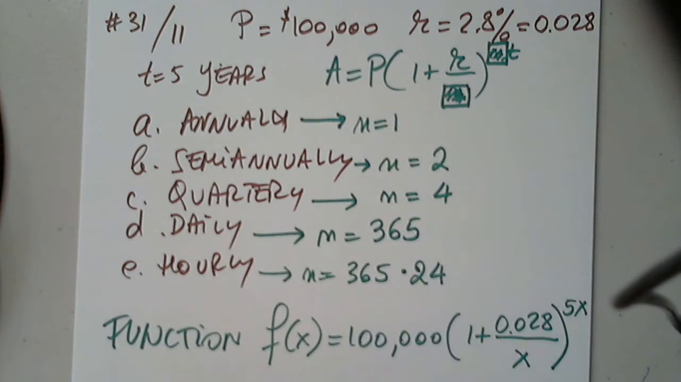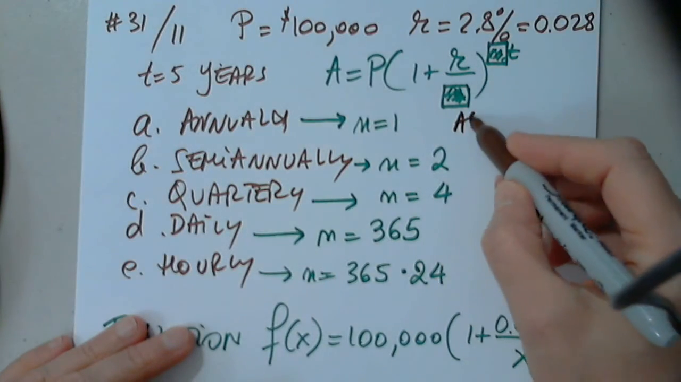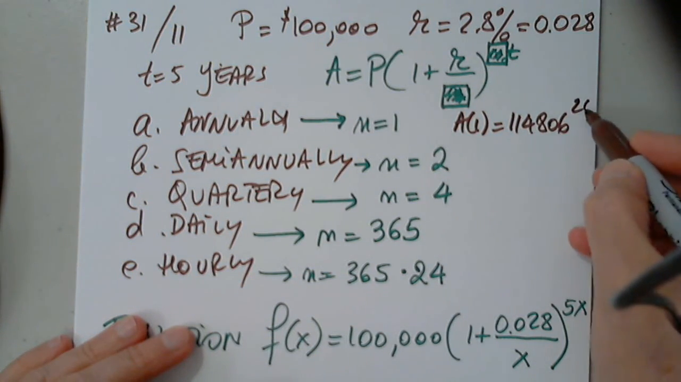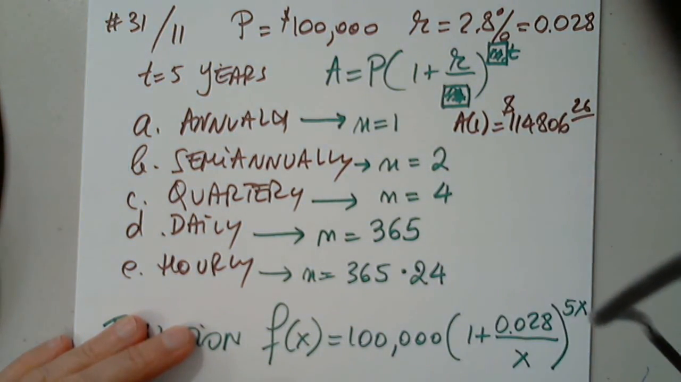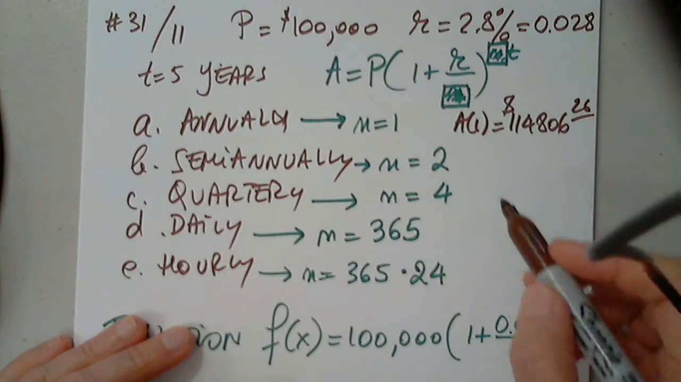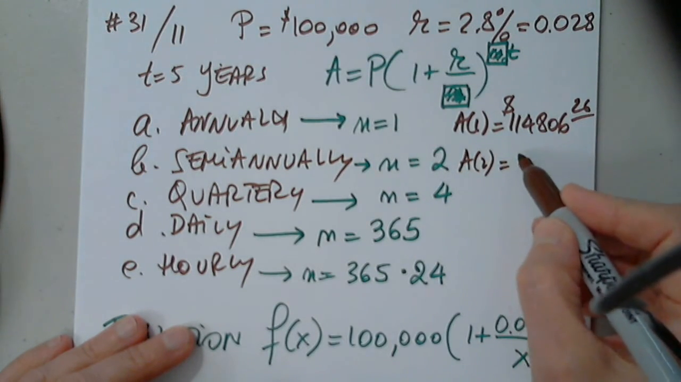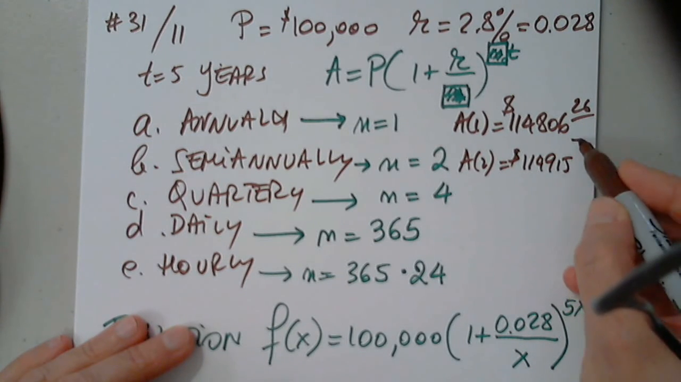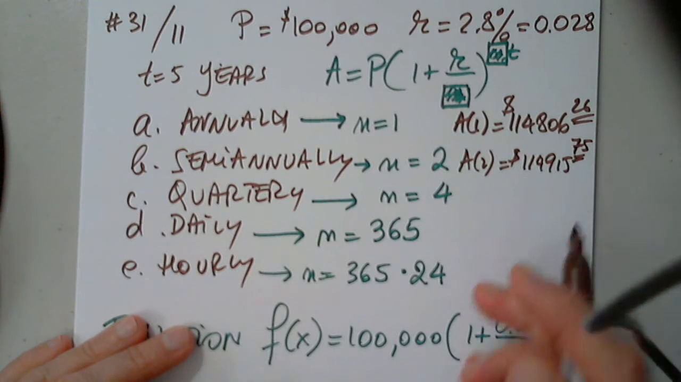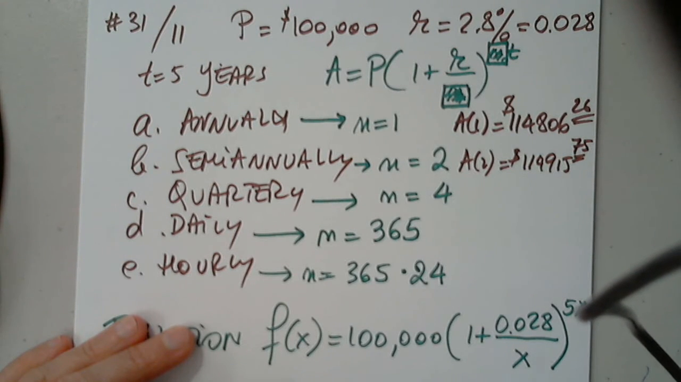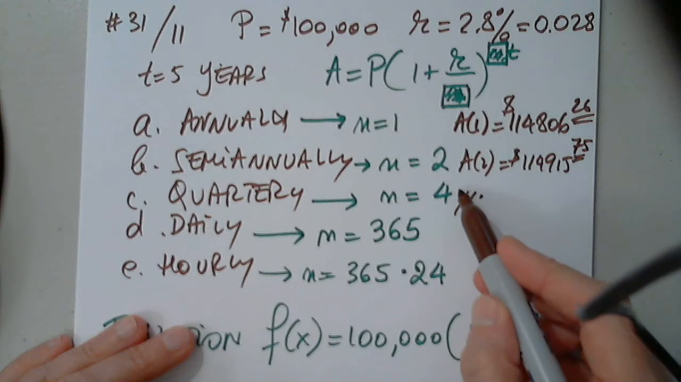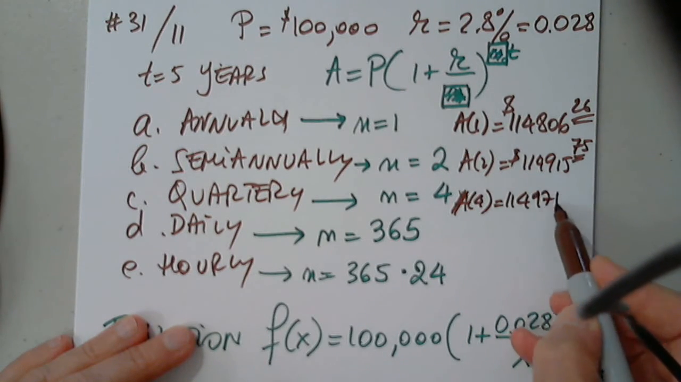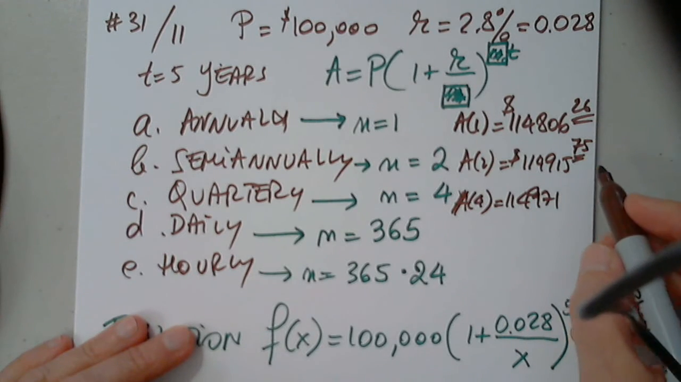So I'm going to write A of 1, 114,806.26. Then scroll down, A of 2, 114,915.75. And then I'll scroll down. I get A of 4, 114,971.29.